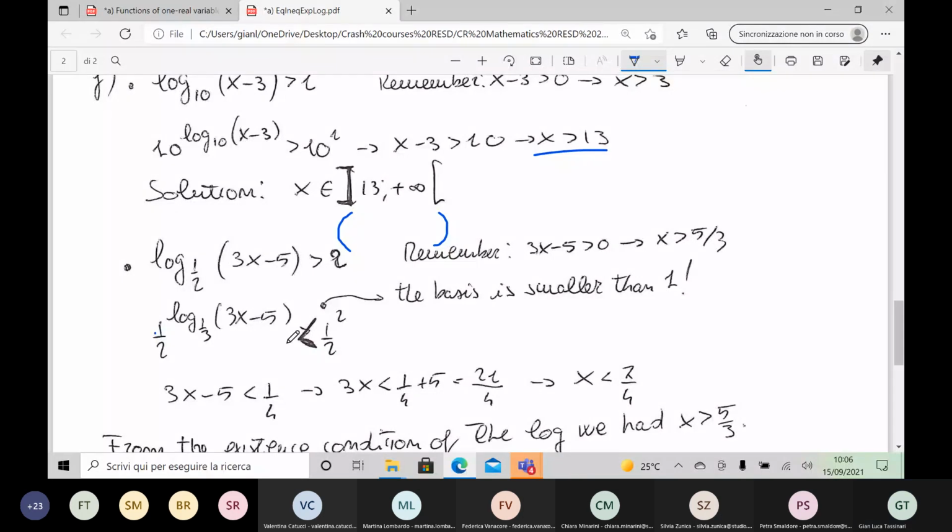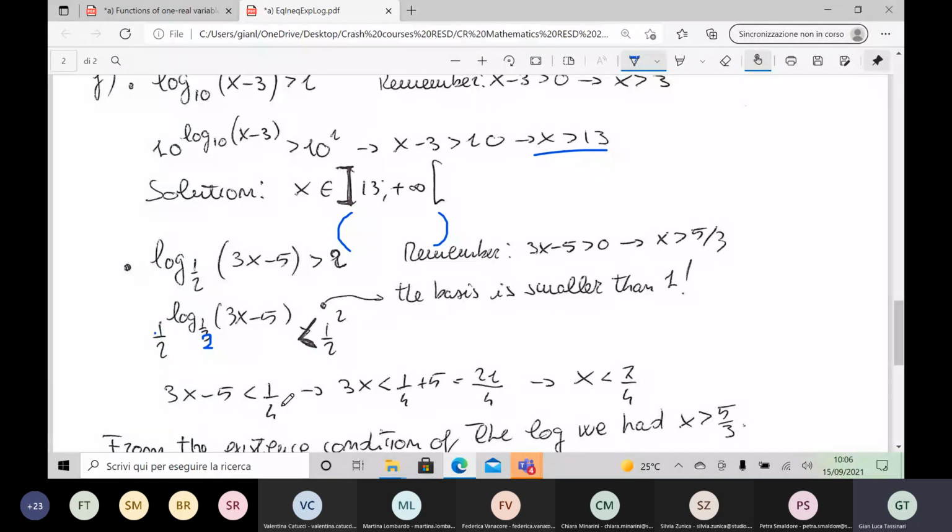Oh, sorry, guys, a typo here. The solution is correct, but here it is logarithm with basis 1 over 2, okay? You see, it was 1 over 2. So a to the power logarithm with basis a of the argument is equal to the argument. 1 over 2 to the power 2 is 1 over 4.